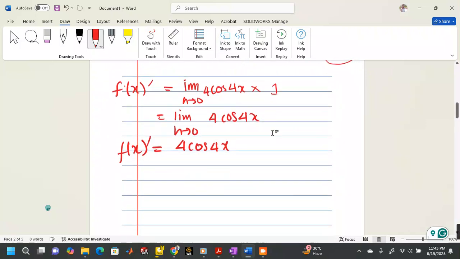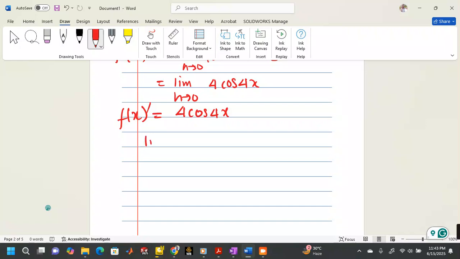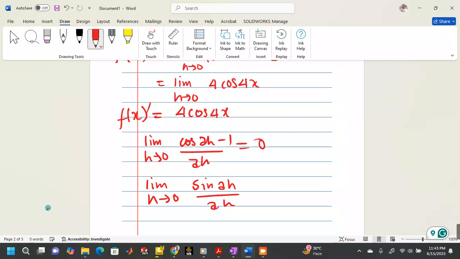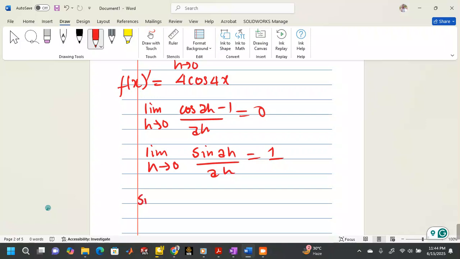So this is our answer. It's just about knowing the identities. The identities which you have to know: the limit as h approaches to 0 of (cos h minus 1) over h is equal to 0. Then the limit as h approaches to 0 of sine h over h is equal to 1. You need to know these formulas, and also sine(a plus b) is equal to sine a cos b plus sine b cos a. So we're just swapping: here cosine had b, here it has a.